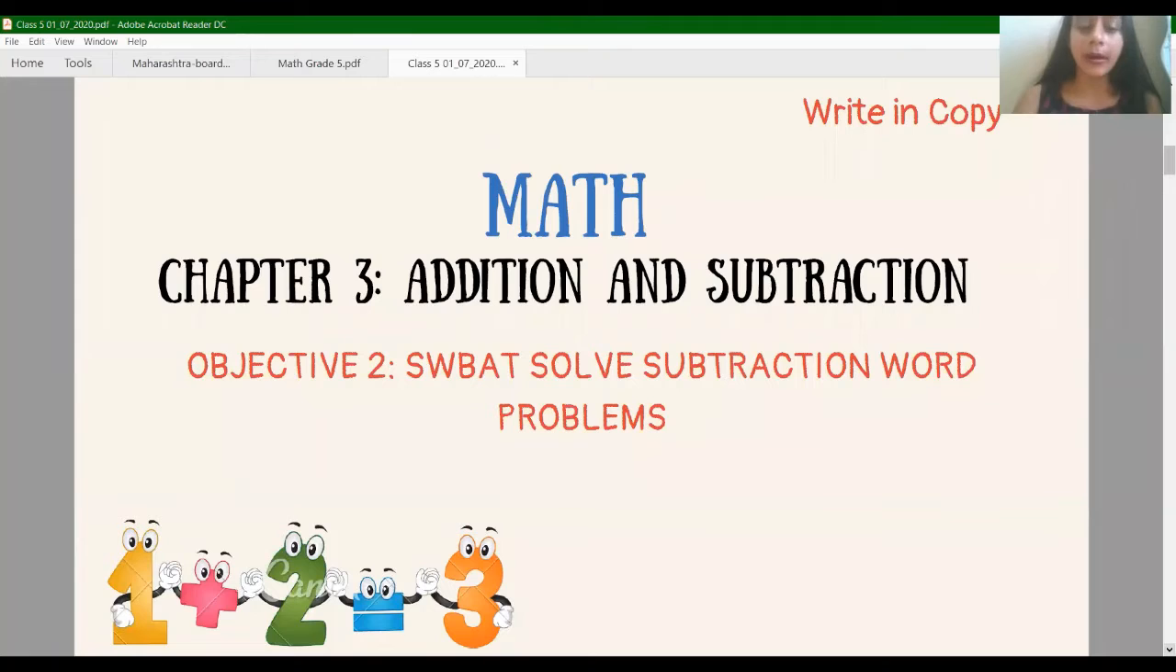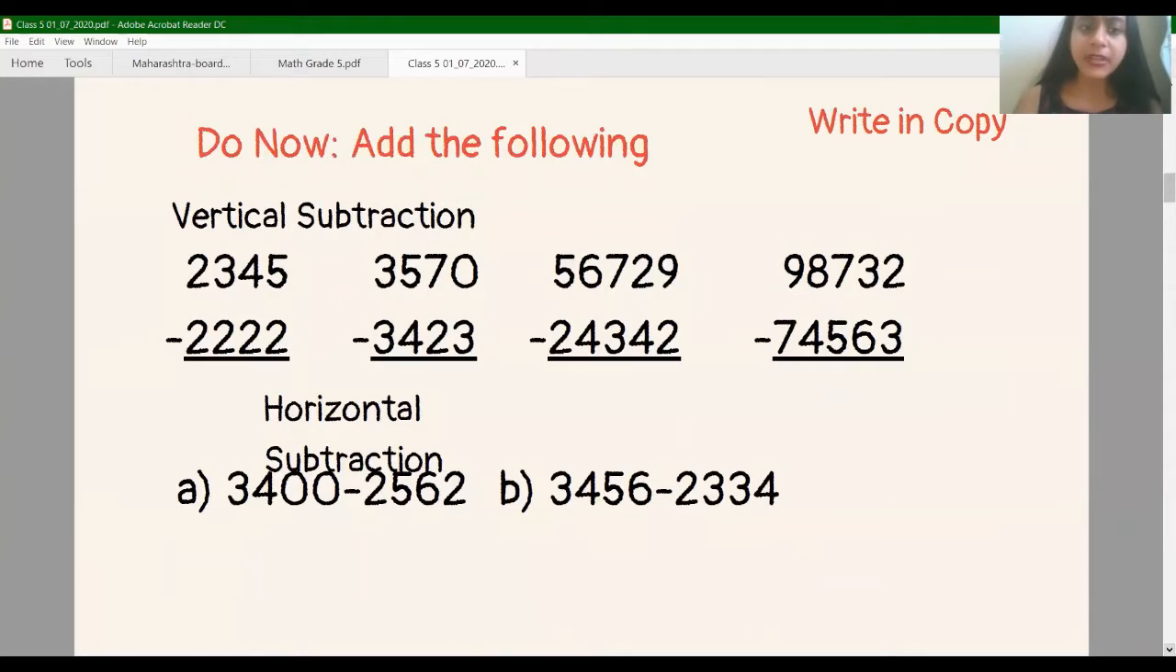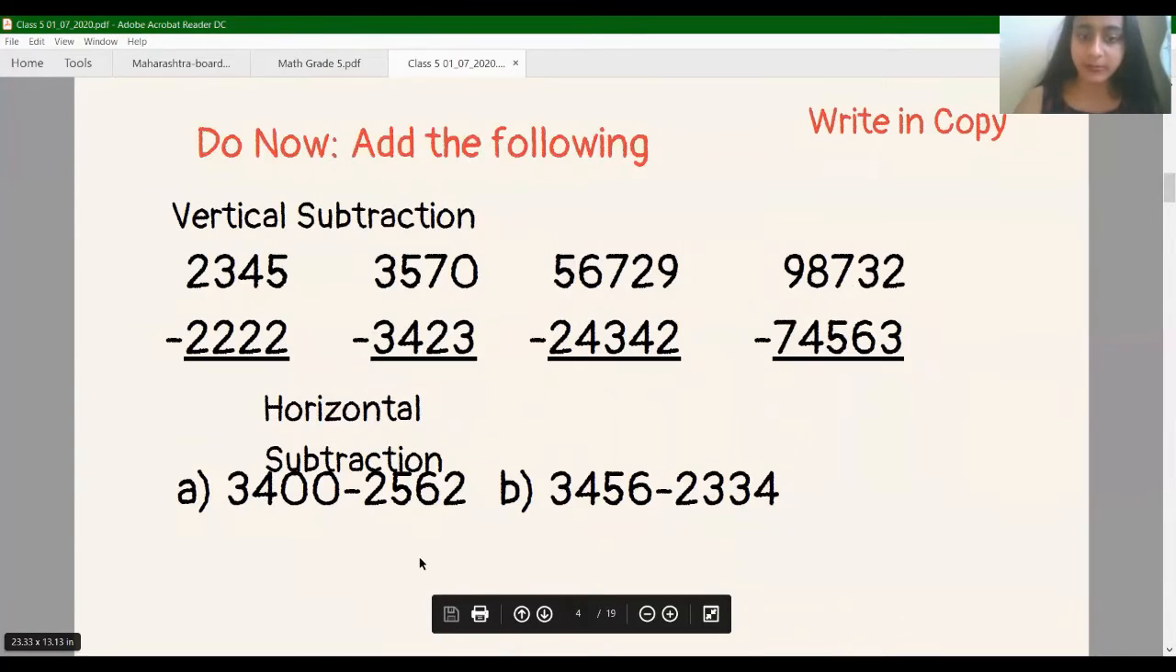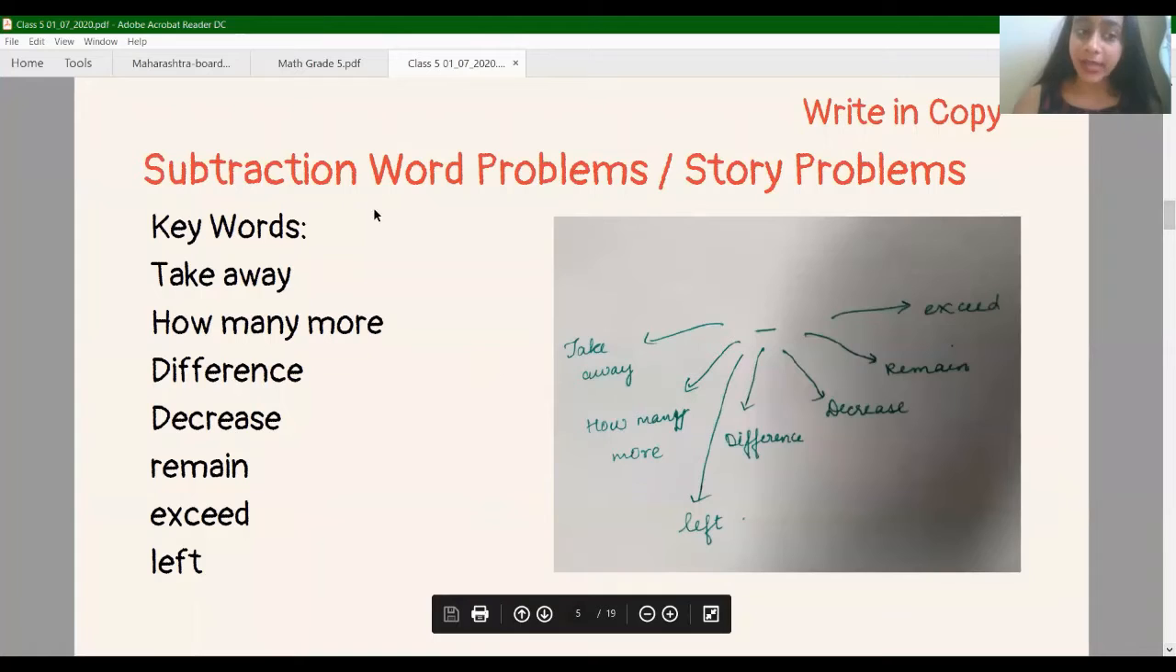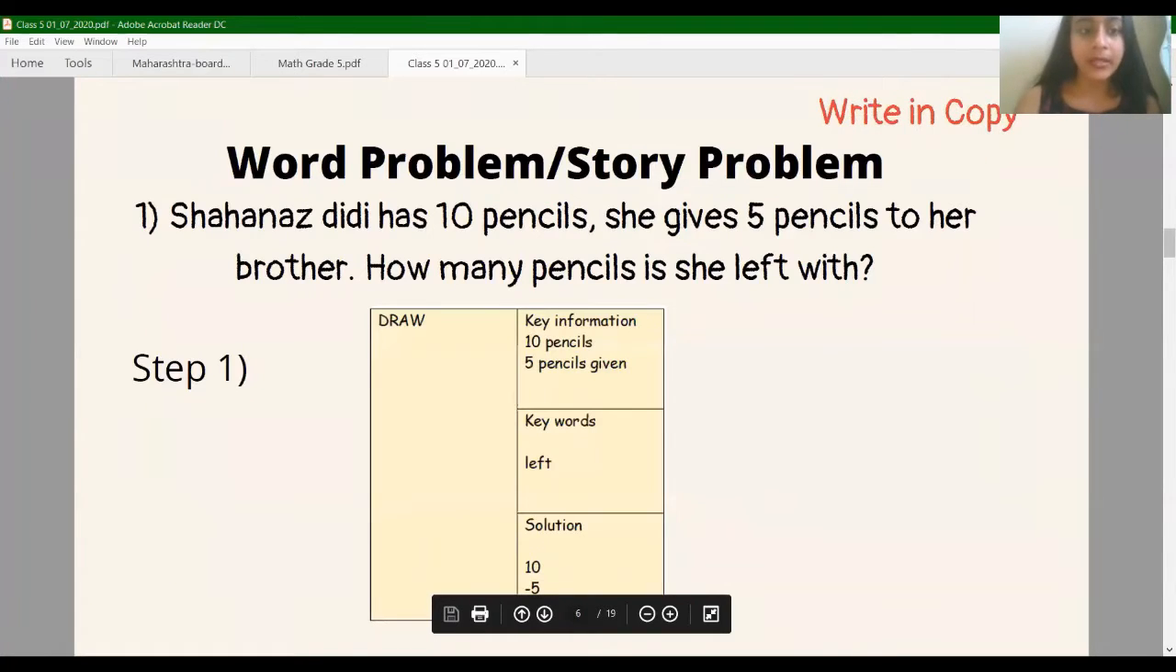Okay, so you will write the chapter name and the objective. These vertical subtractions and horizontal subtractions you have to do in your copy. Here you will write these keywords. Wherever write and copy is written, that you have to write. Now this question I solved for you on the board. So this you will do in the same way that I have shown you. You will draw 10 pencils and cut 10 pencils.